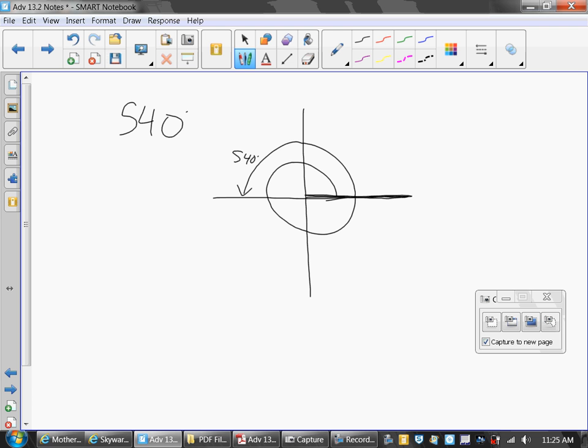If I wanted to draw a negative angle, I go the other way. That's it. The only difference between a positive angle and a negative angle, let's say it's negative 80 degrees.